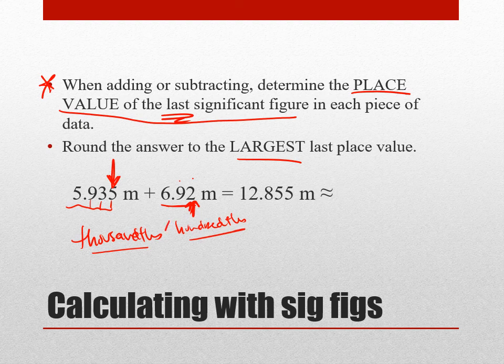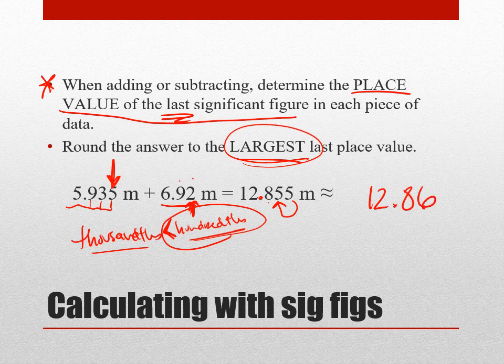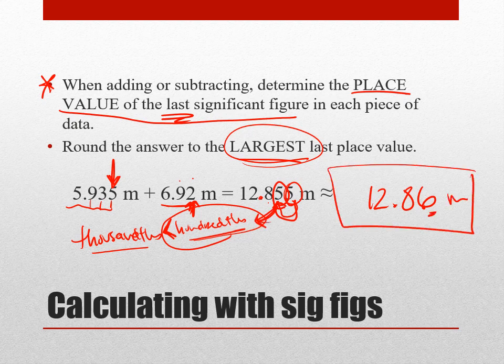So hundredths are larger than thousandths, and so I'm going to round my final answer to the largest place value, the hundredths place. So I see decimal place, tenths place, hundredths place. Hundredths place is here. The 5 in the thousandths place is going to round that 5 up to a 6. And so my final answer is going to be 12.86. This 5 rounds this 5 in the hundredths place up to a 6. 12.86 meters is my answer.